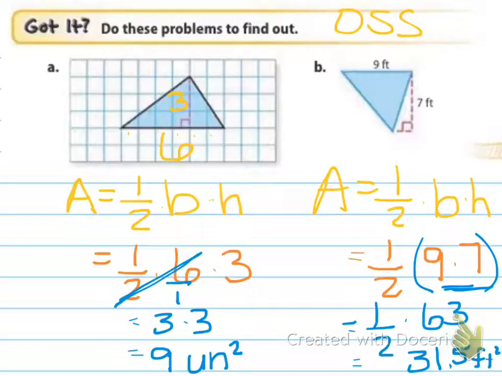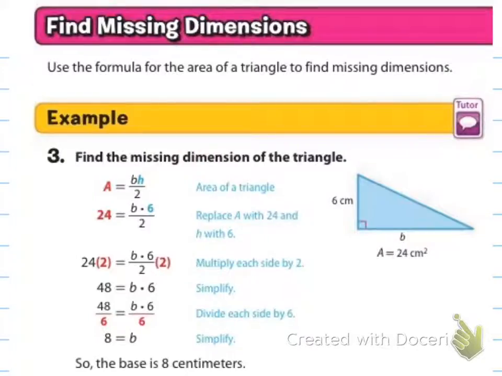Instead, I went ahead and multiplied 9 times 7, which is 63, and then I took 1/2 of 63, which is 31.5. And don't forget your unit squared, your feet squared. So finding the missing dimensions, again, this is a really good reason why we use OSS, the original, then substitute, and then solve, because in this case, we have two different parts, and we're left with a variable. And so having that variable there is important.